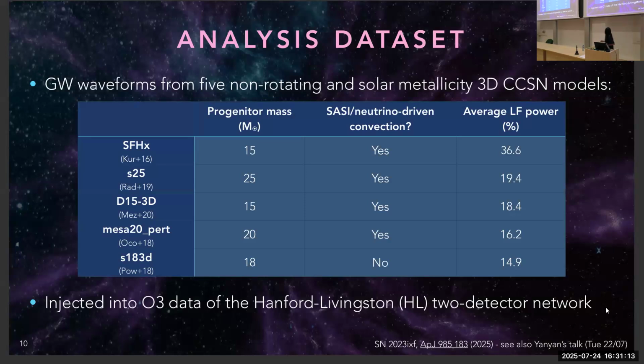So we've selected our waveform models based on the SN 2023ixf paper. That's the one that Yan Yan presented on Tuesday. And specifically, we looked at candidates, models, that are non-rotating.